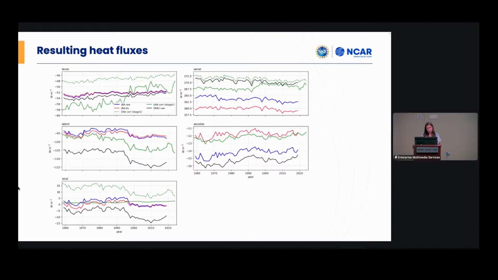And here I'm just briefly showing the resulting heat fluxes. So this is the radiation fluxes, latent and sensible heat fluxes. And also we show the total heat flux here. As I said, we try to force our dataset to be close to 0. And here it's slightly larger than 0 because we want to be matching the observational data.